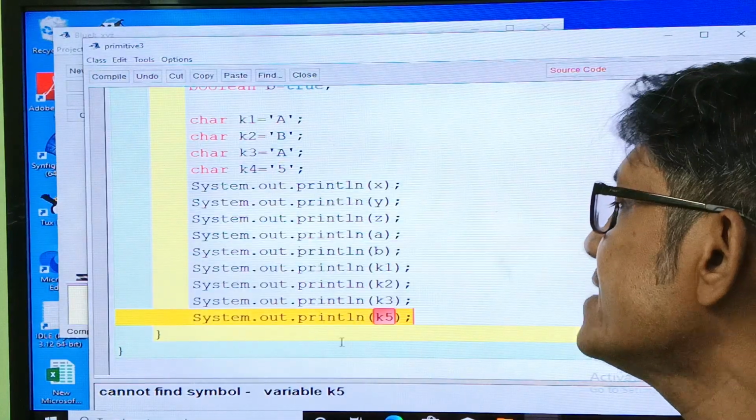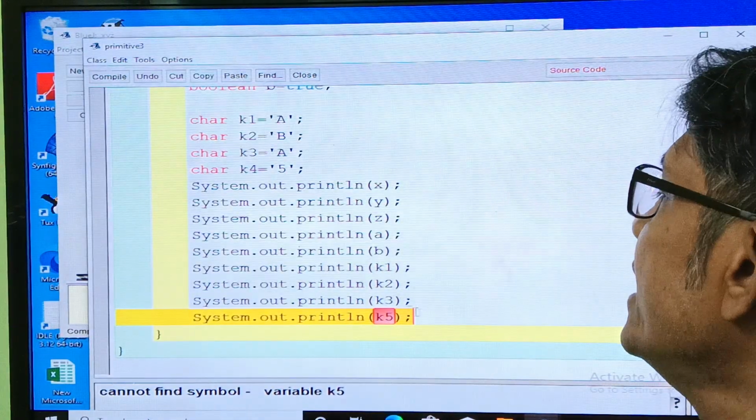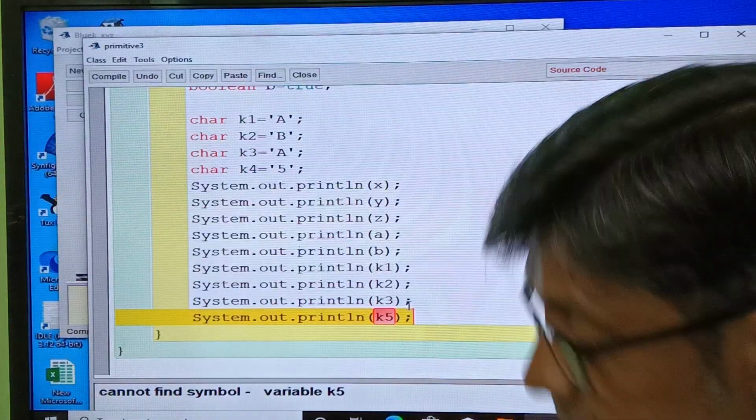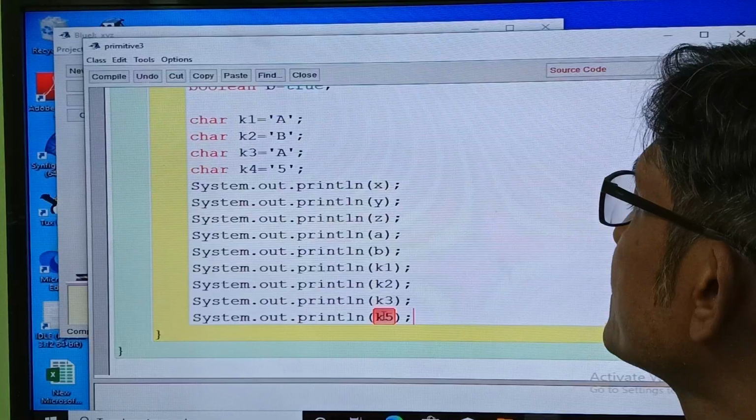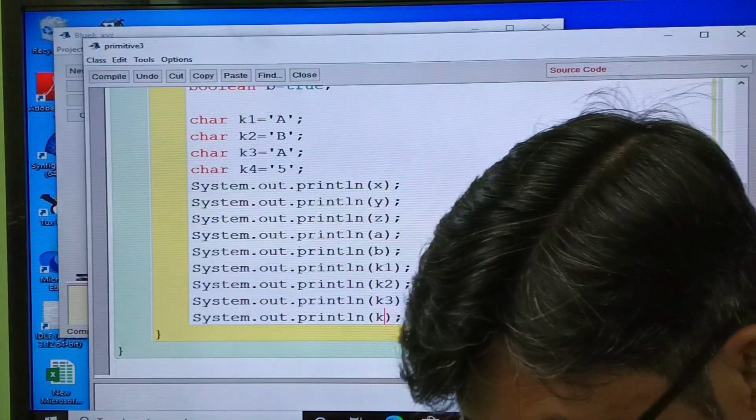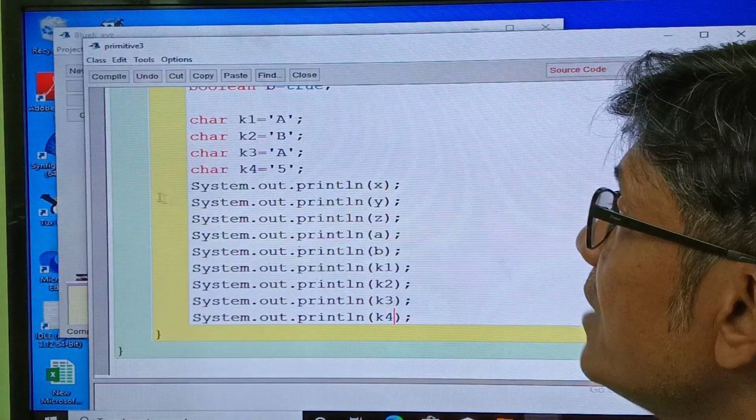So no mistake is there? Yes, another mistake is there. K5 is not there. No K5 variable is there. So I am deleting this. It should be K4. Compilation done.